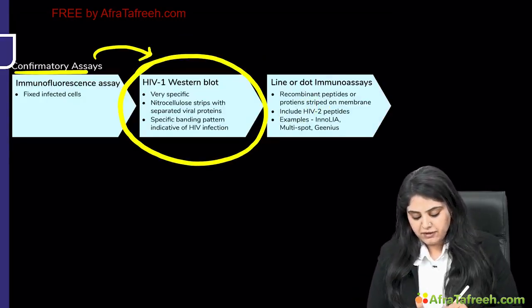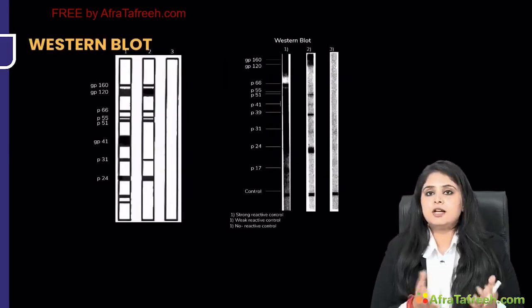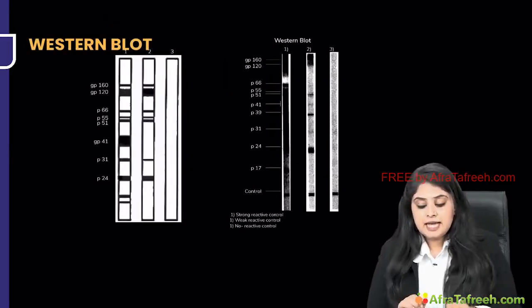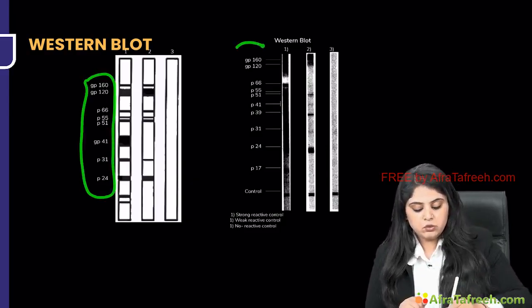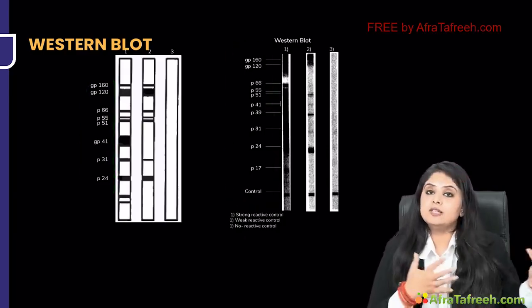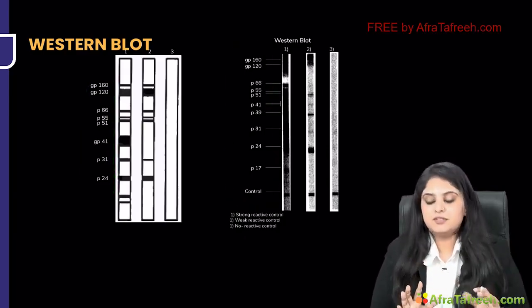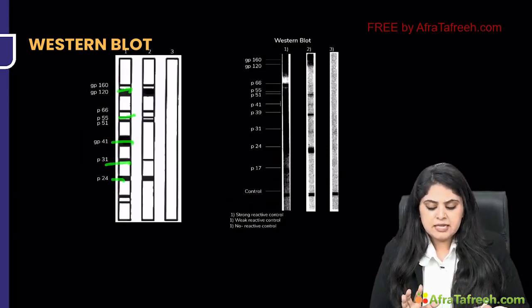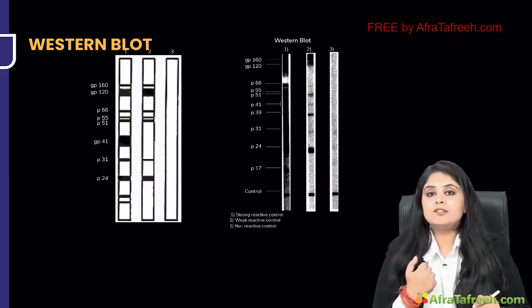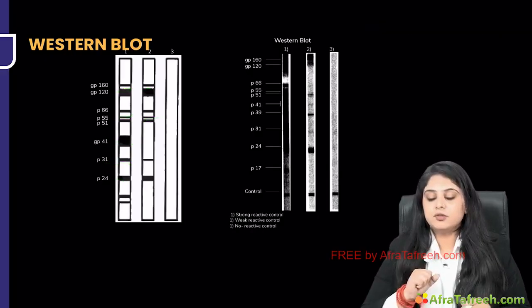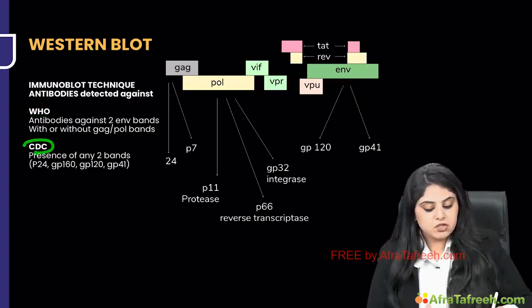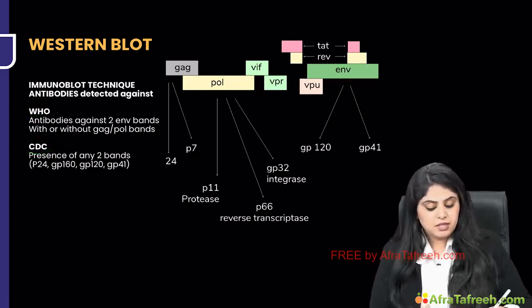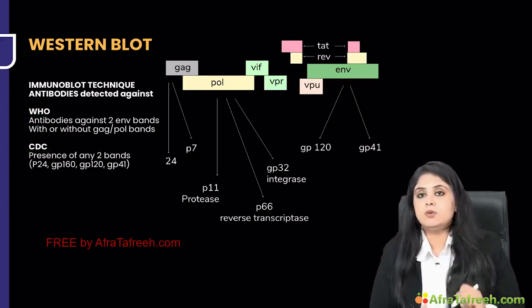So the last thing that you have to know is what Western blot is. This is how a Western blot strip looks like. And in this Western blot strip, I realized that there are a lot of GP molecules that are written. So basically all the HIV GP molecules are being tested over here. Wherever the band will come, that means it is positive. So how many bands should come for me to say that HIV is positive or not? One definition has been given by WHO, one definition has been given by CDC. Both of them are on the basis of all these GP molecules only.